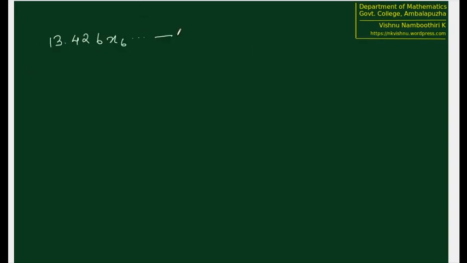13.425y6. Now the difference is going to be the least when we have x6 the least and y6 the most. So this is going to be 13.426. What is the least possible value of x6?